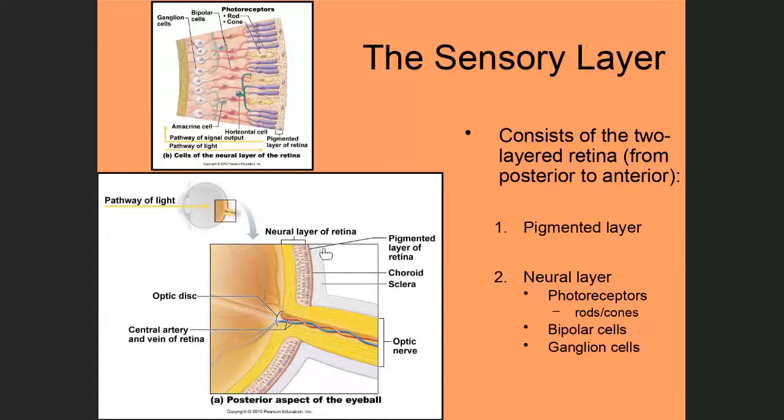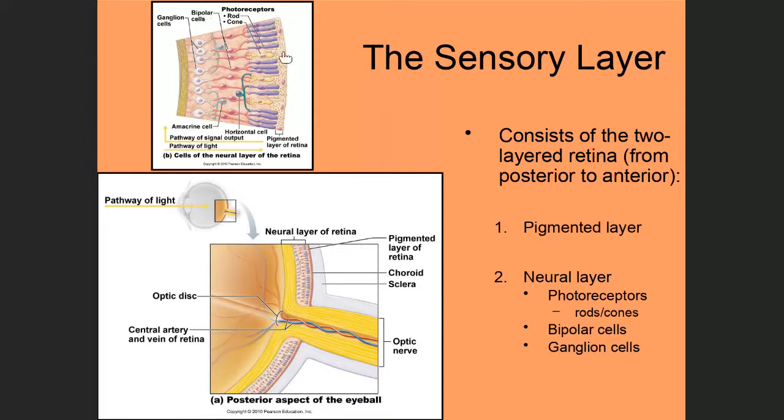If we were to take even a smaller section of the back of the eye and put it under a microscope and actually look at the cells that make up the sensory layer here in the back of the eye, what we would see is a structure that looks somewhat like this. So this is an artist's representation of the sensory layer of the eye, or the retina, under a microscope. And I want to talk about some of the cells that are found here in the retina and what those cells are doing to help allow for vision.